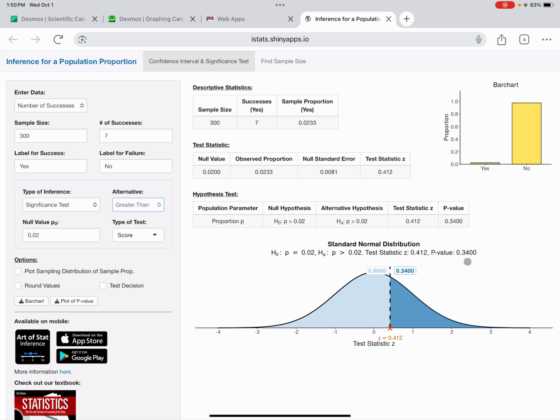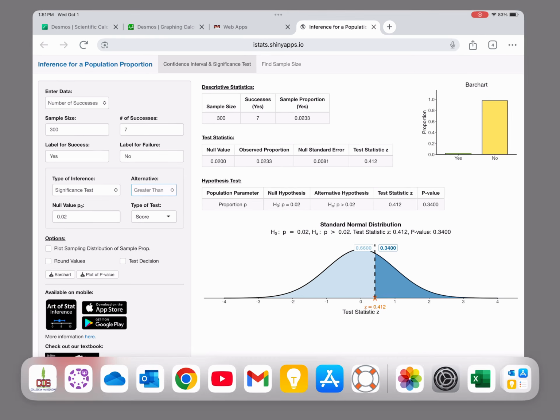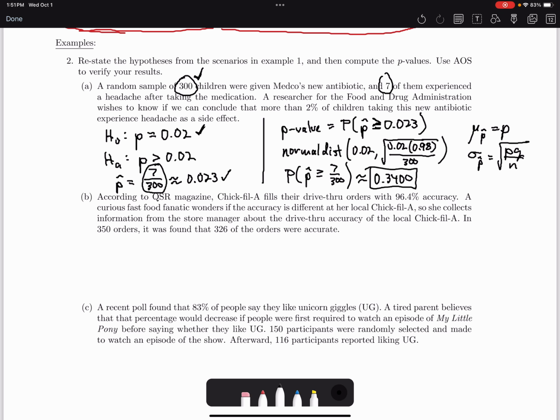Now, I know it took a long time for me to explain all of that, but that's just because this is our first time doing it. In reality, this is a much easier and quicker way to get the p-value than to do all of that work in Desmos that we were doing earlier. So this is the way that we'll compute p-values from now on, right? So p-value is 0.3400.